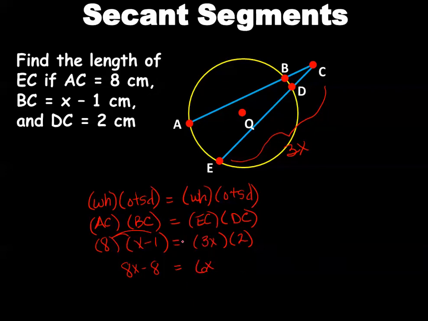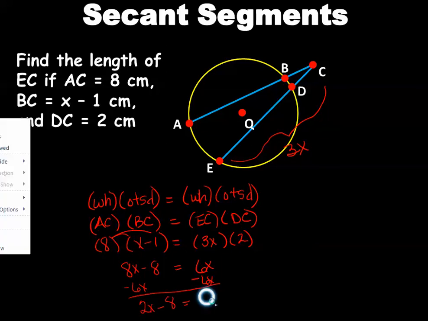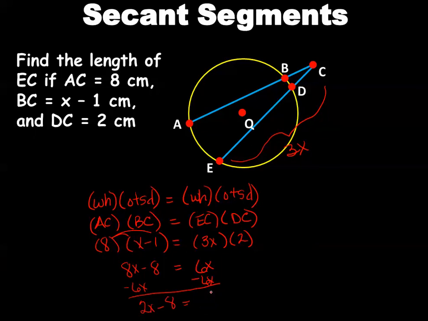Okay, I went in and fixed that. I know that EC is 3x, so I substituted EC with 3x, and then 3x times 2 is going to give me 6x. So what I'm going to do now is subtract 6x from both sides, because I want to get my variables on one side and my numbers on the other, and 6x minus 6x is going to give me 0. So let me rewrite that up here.